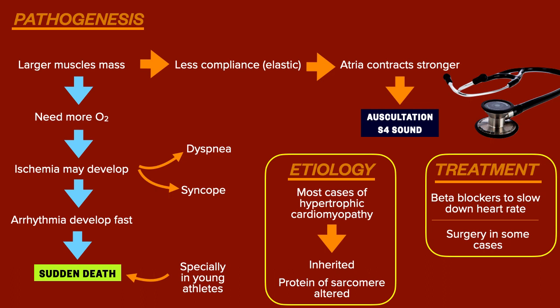In regards to treatment of hypertrophic cardiomyopathy, it might involve medications such as beta blockers, which help slow down the heart rate. And besides that pharmacological treatment, some people with hypertrophic cardiomyopathy might have surgery.